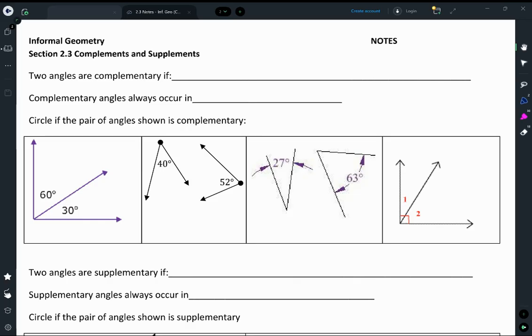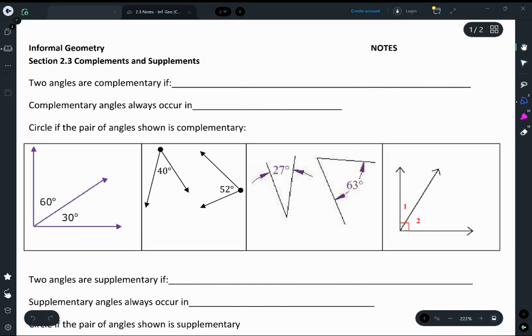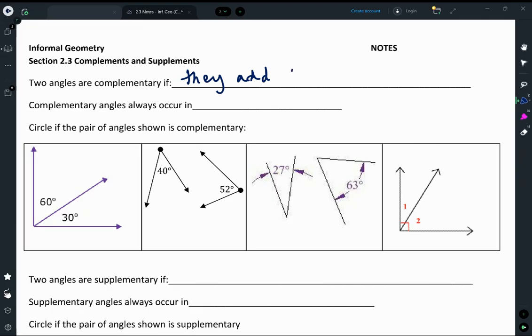So two angles are complementary if they add to 90 degrees. So two angles that add together and make 90 degrees. Complementary angles always occur in pairs. So one 90-degree angle cannot be complementary, or three angles that add to 90 cannot be complementary. It has to be two angles.